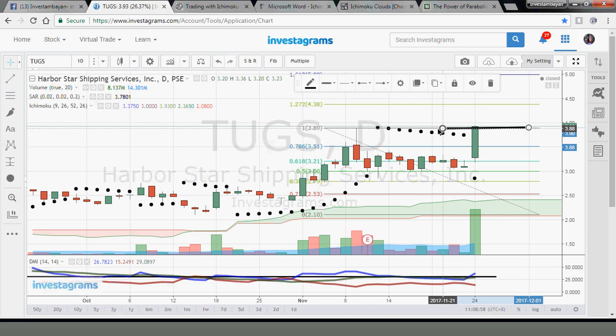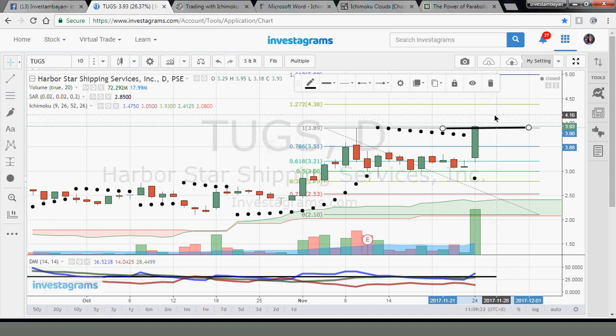Ito yung basis ko na dapat yung stock ko, yung TOGS, hindi siya bababa dito. So dapat by Monday, nasa taas siya dito, di ba? Kasi kung mas mababa siya dito, kahit saan pa na-position ko, I'll sell it. Kasi yun yung system ko, dapat nasa taas siya.